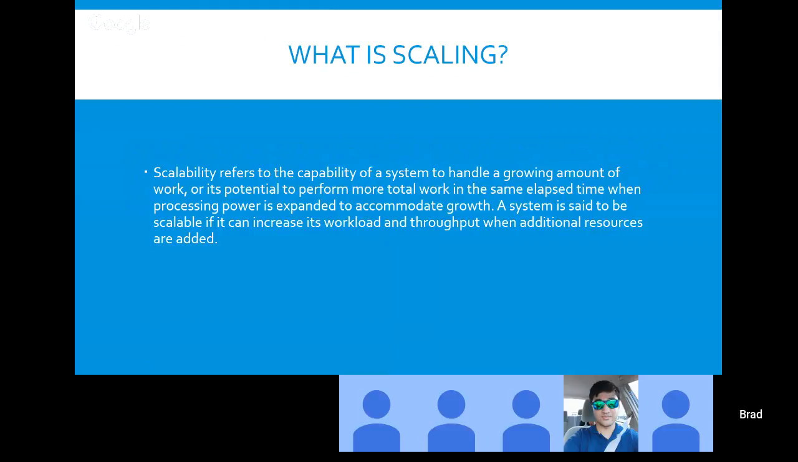I'll reference relational databases in general and scaling terms in general, but I concentrated on Microsoft SQL Server as my example. So when we refer to scalability, we refer to the capability of the system to handle a growing amount of work, or its potential to perform more total work in the same elapsed time when processing power is expanded to accommodate growth. A system is said to be scalable if it can increase its workload and throughput when additional resources are added.